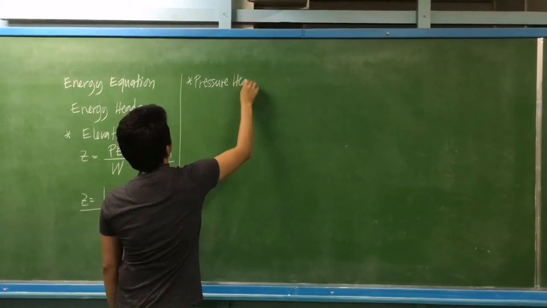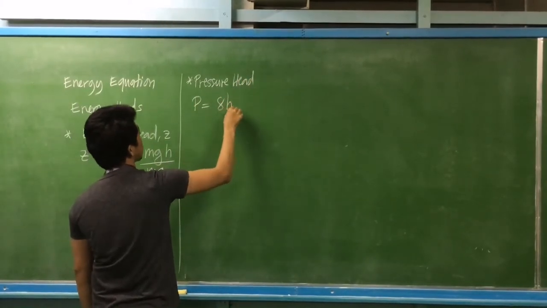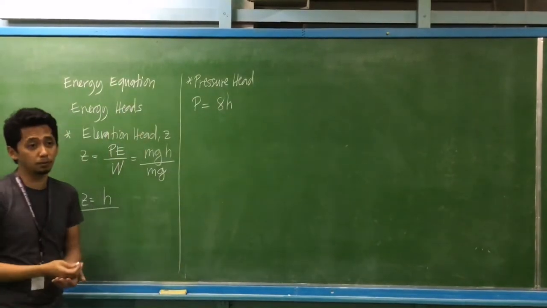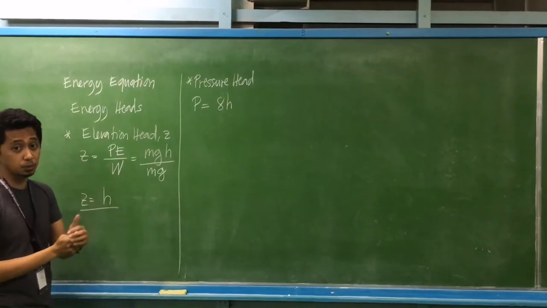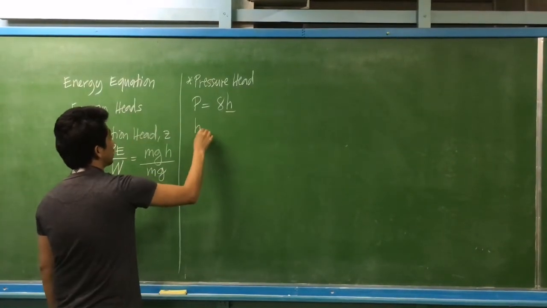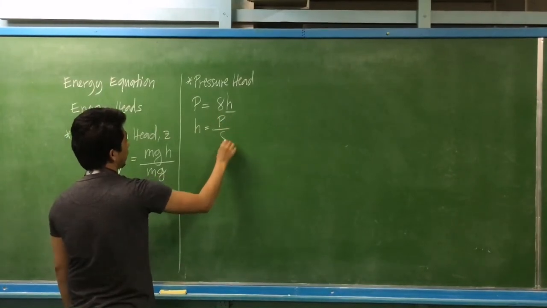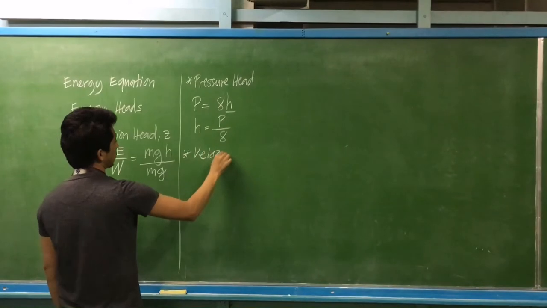So after the elevation head, so let's say this is the pressure head. So pressure is basically equal to gamma H. So take note that we are dealing with fluid flow in closed conduits. So we assume that the fluid inside that conduit is pressurized. So the equivalent head will be equal to the pressure divided by unit weight. Then we have, this is the velocity head.